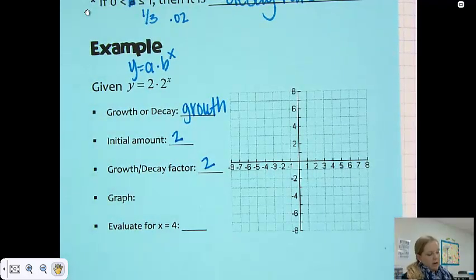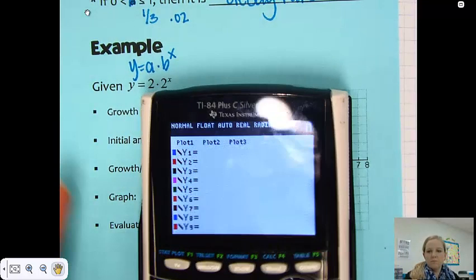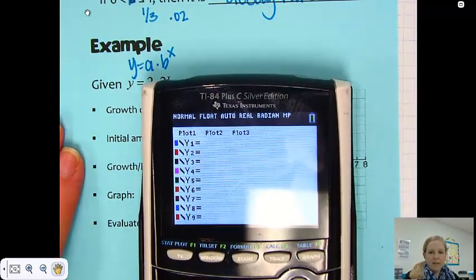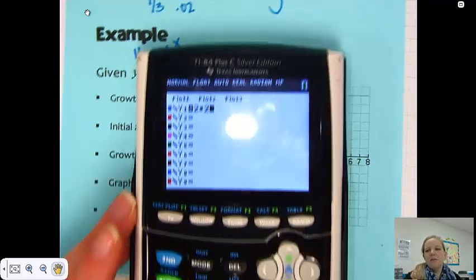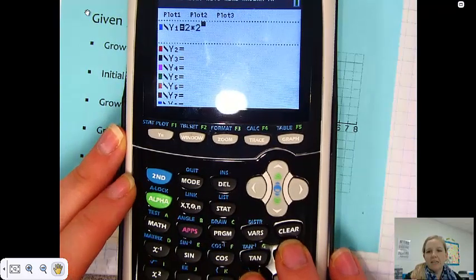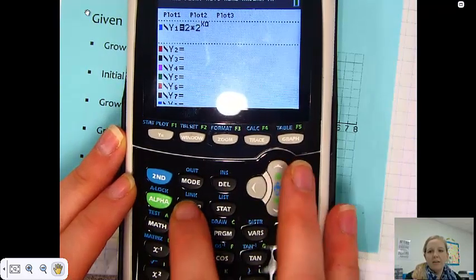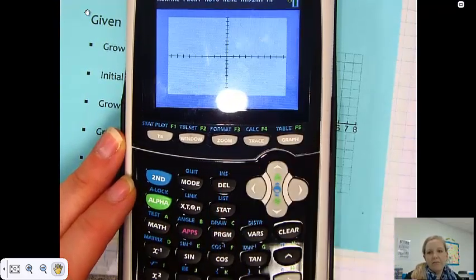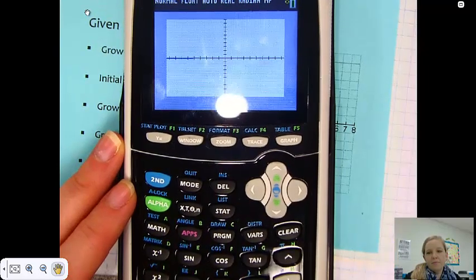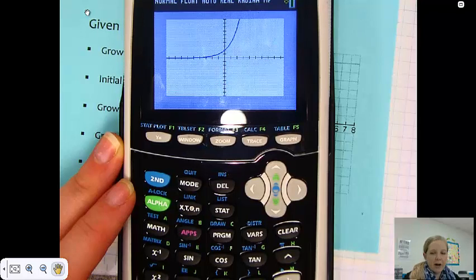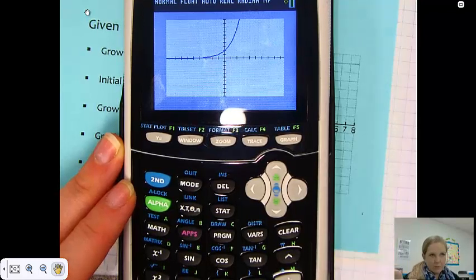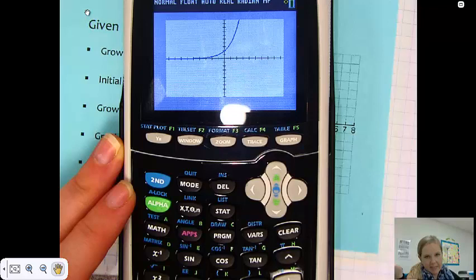So the easiest way to graph these is to use your calculator. So I'm going to go to y equals, and I'm going to enter in 2 times 2, and then I'm going to use the caret key right here to get an exponent to the power of x. And then I'm going to hit graph. So does this look like growth first of all? Just by graphing it I can say yes, because when I look from left to right, the graph is rising.